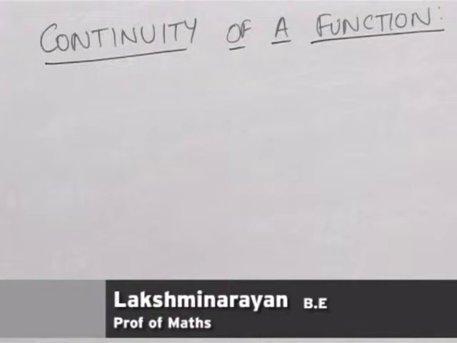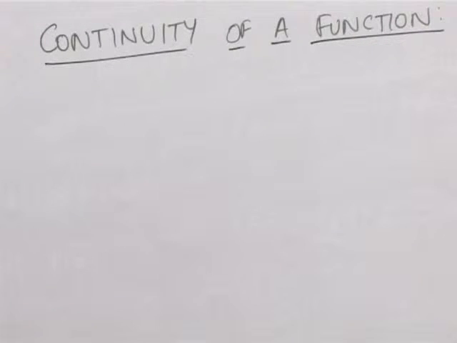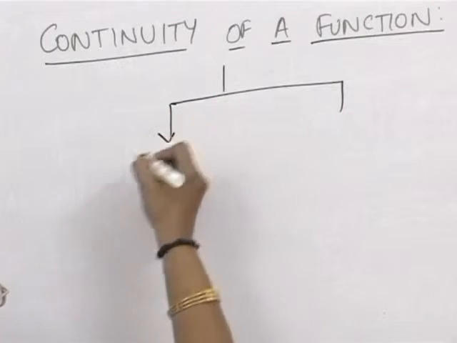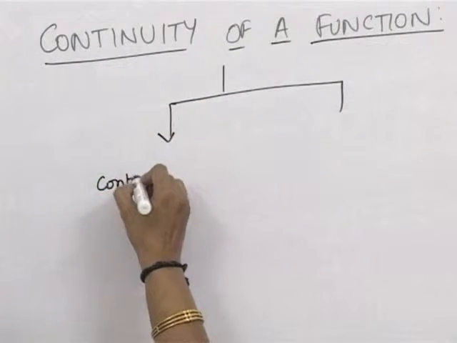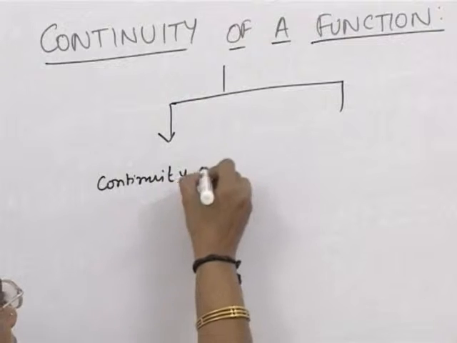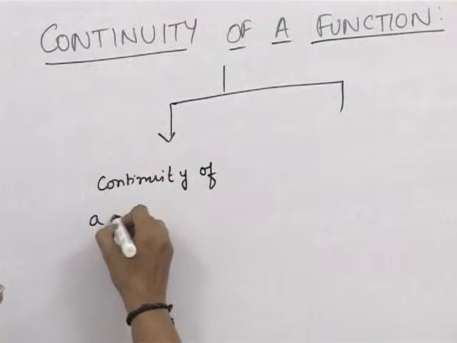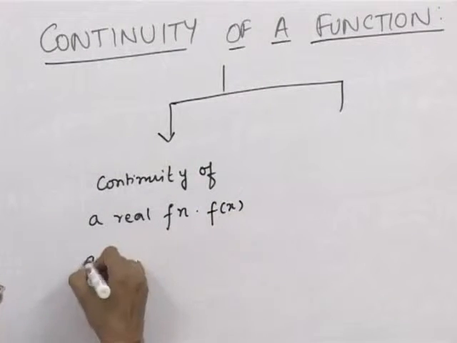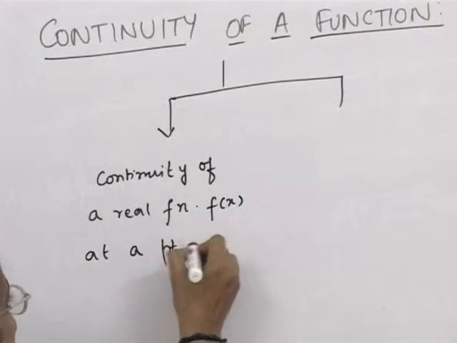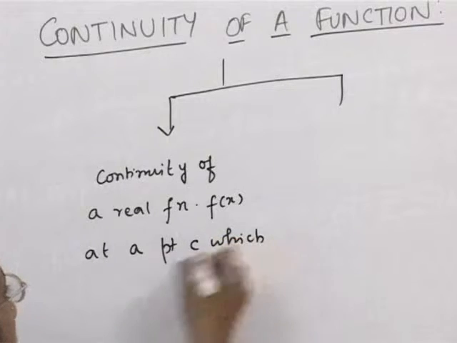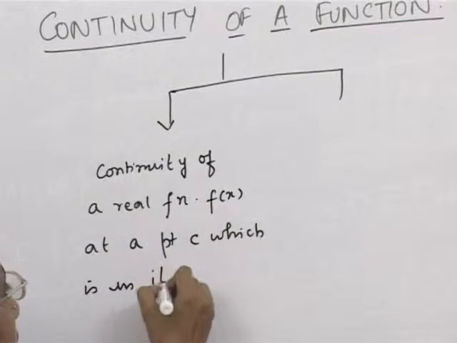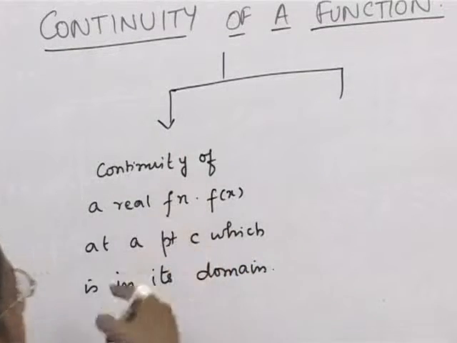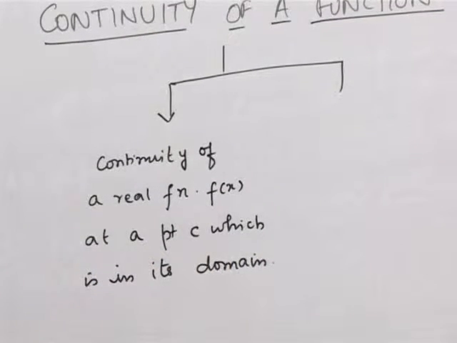We will discuss the continuity of a function. The continuity of a function can be basically divided into two parts. One is continuity of a function at a point, that is continuity of a real function f of x at a point C which is in its domain. So this is continuity of a function at a point.